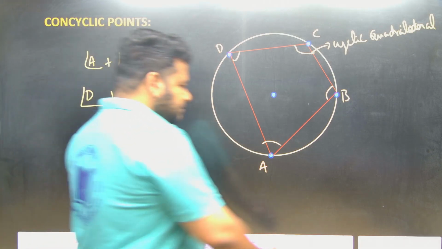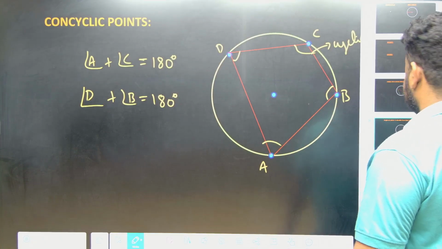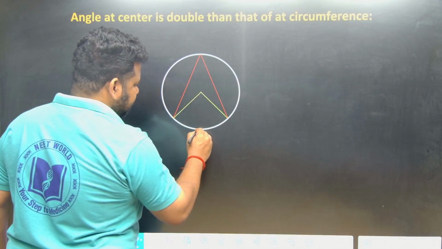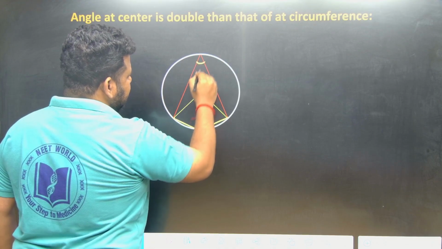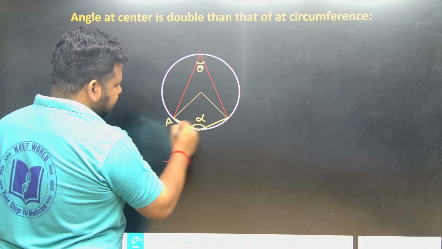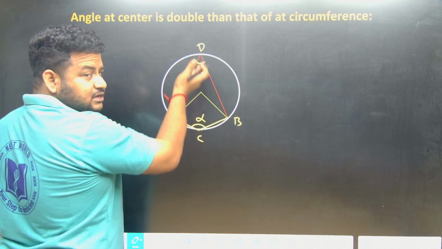This is the reason. Now, you will understand the reason. Yesterday's class I didn't tell you the reason. Suppose we are making an angle here. Suppose this is an angle theta and this is an angle alpha. Let this be A, this is B, this is C, this is D.